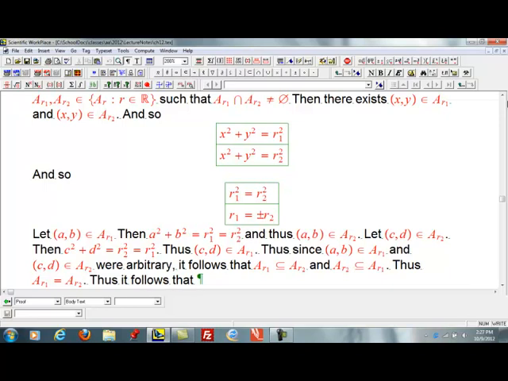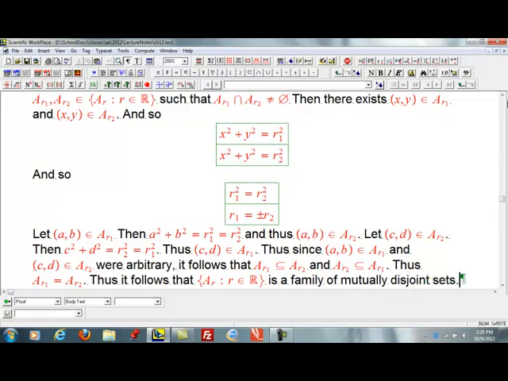If they do not have a non-empty intersection, that means they're disjoint by definition. Let's try that one more time. If they have a non-empty intersection, then they are equal sets. If they don't intersect at all, then they're disjoint. So, it follows that the set of these is a family of mutually disjoint sets.